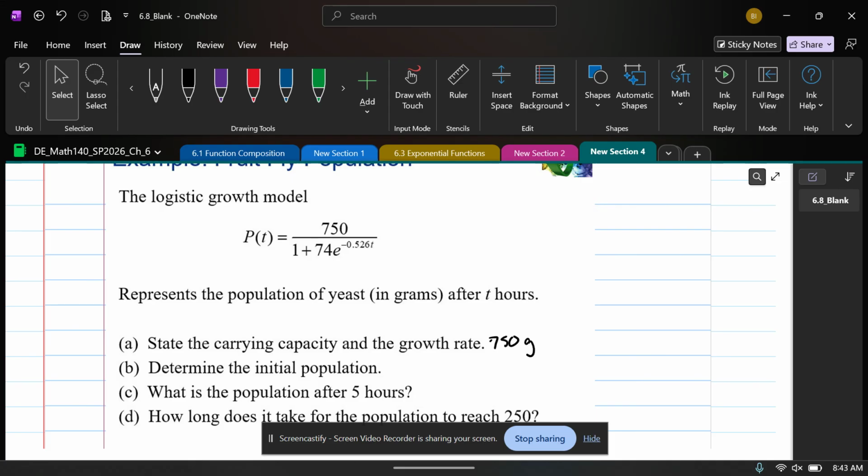You don't have to calculate that. You don't have to do anything. It's that number that's on the top of the logistic model. Determine the initial population. Initial means when it started. What is the time when it started?